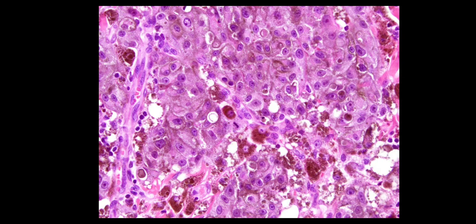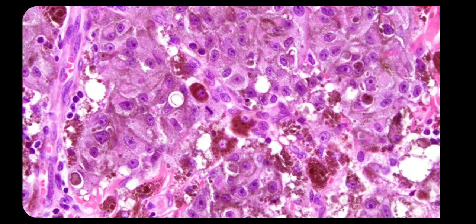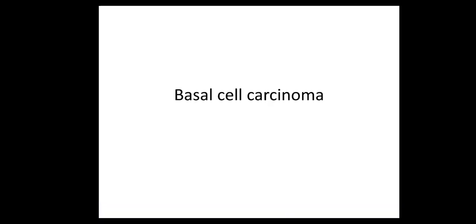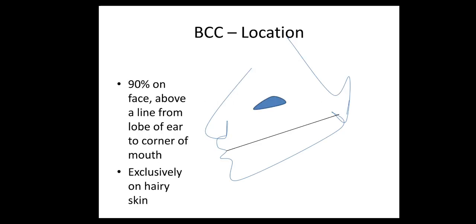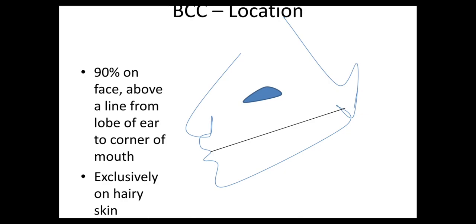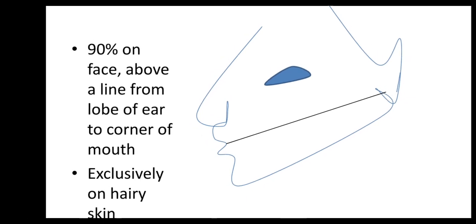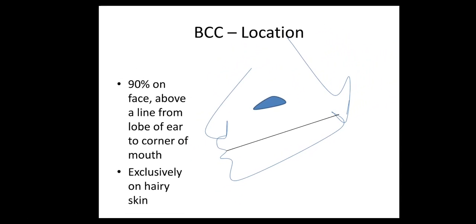These are the malignant cells, the large cells with granular pigment in it. Now the next malignancy is basal cell carcinoma. The most common location for basal cell carcinoma: you draw an imaginary line connecting the lobe of the ear to the corner of the mouth. Anywhere above this line is the usual site for basal cell carcinoma, and invariably it is on the face.